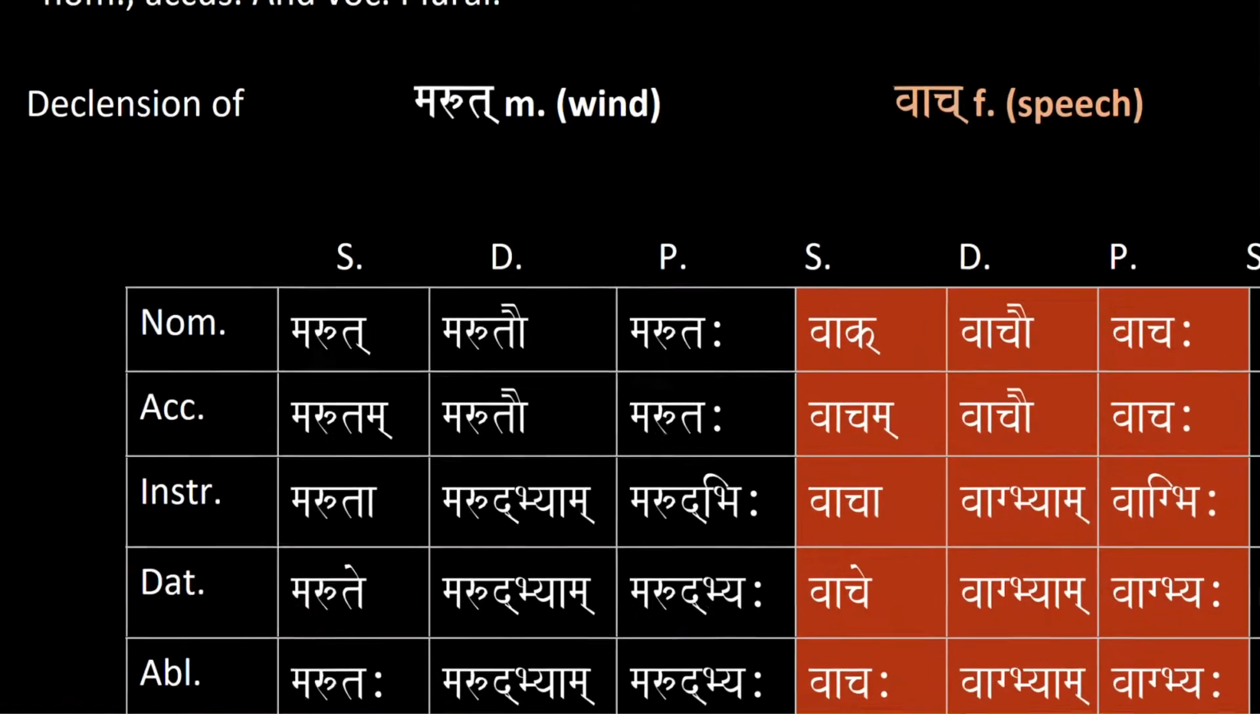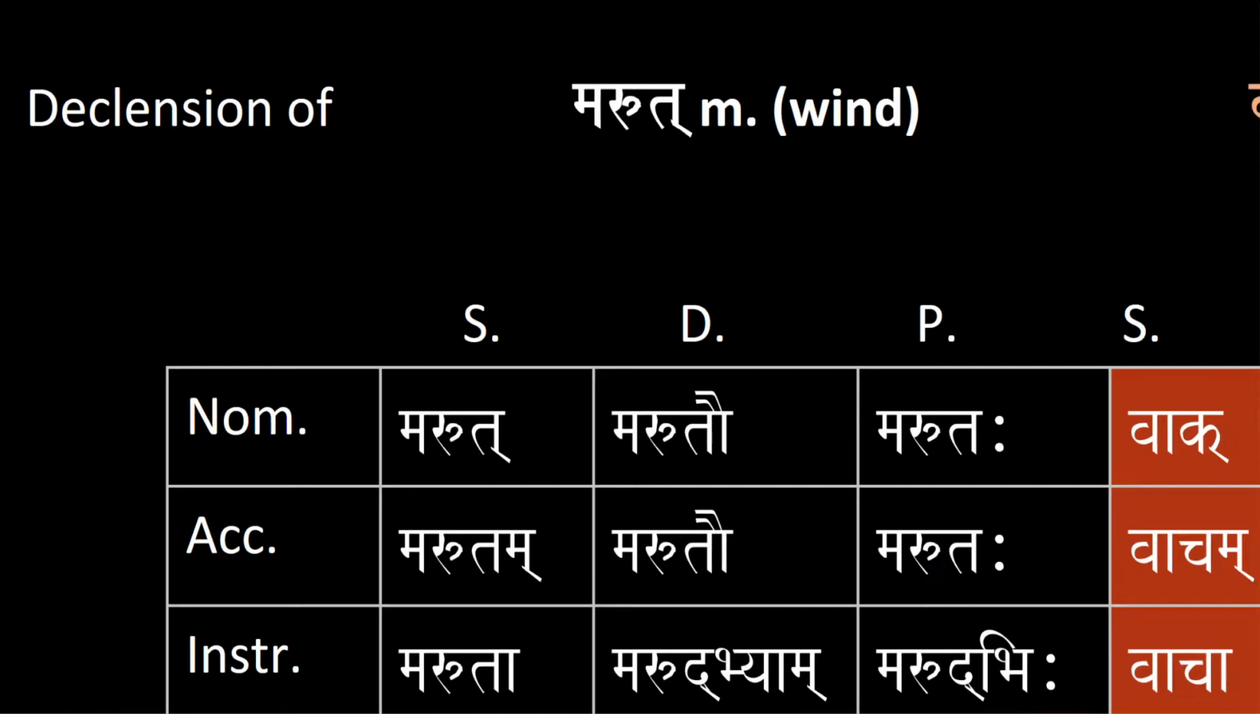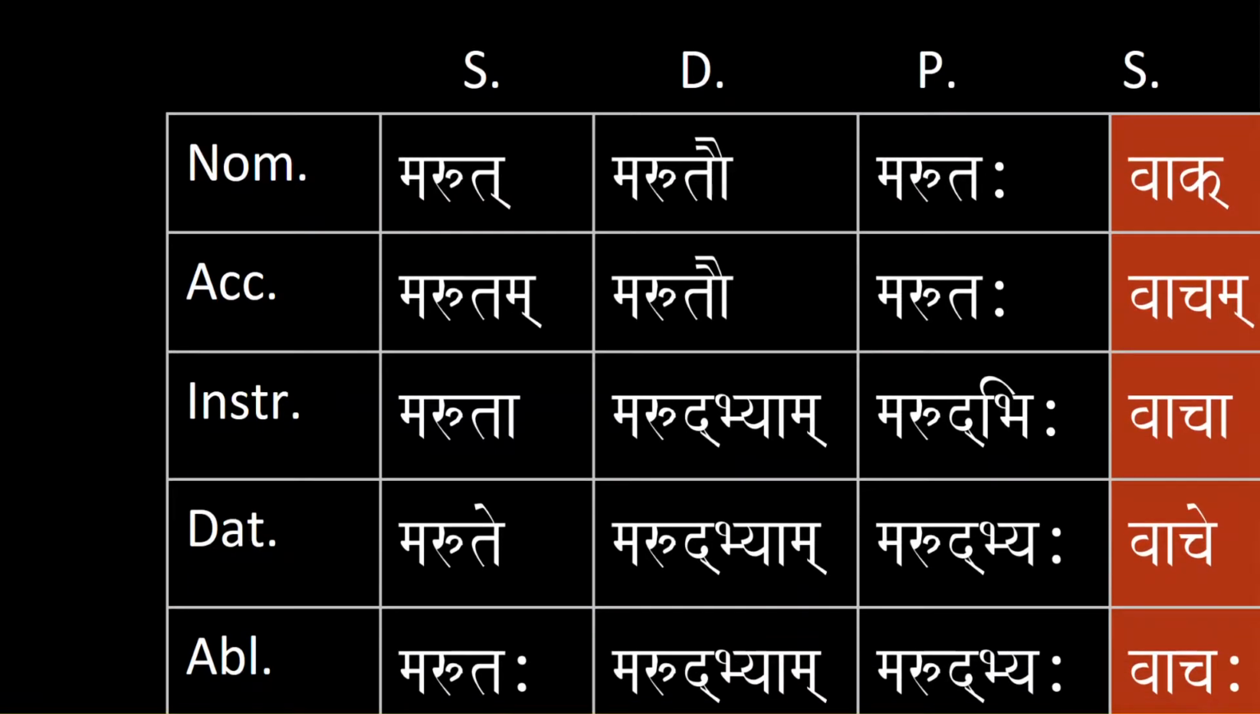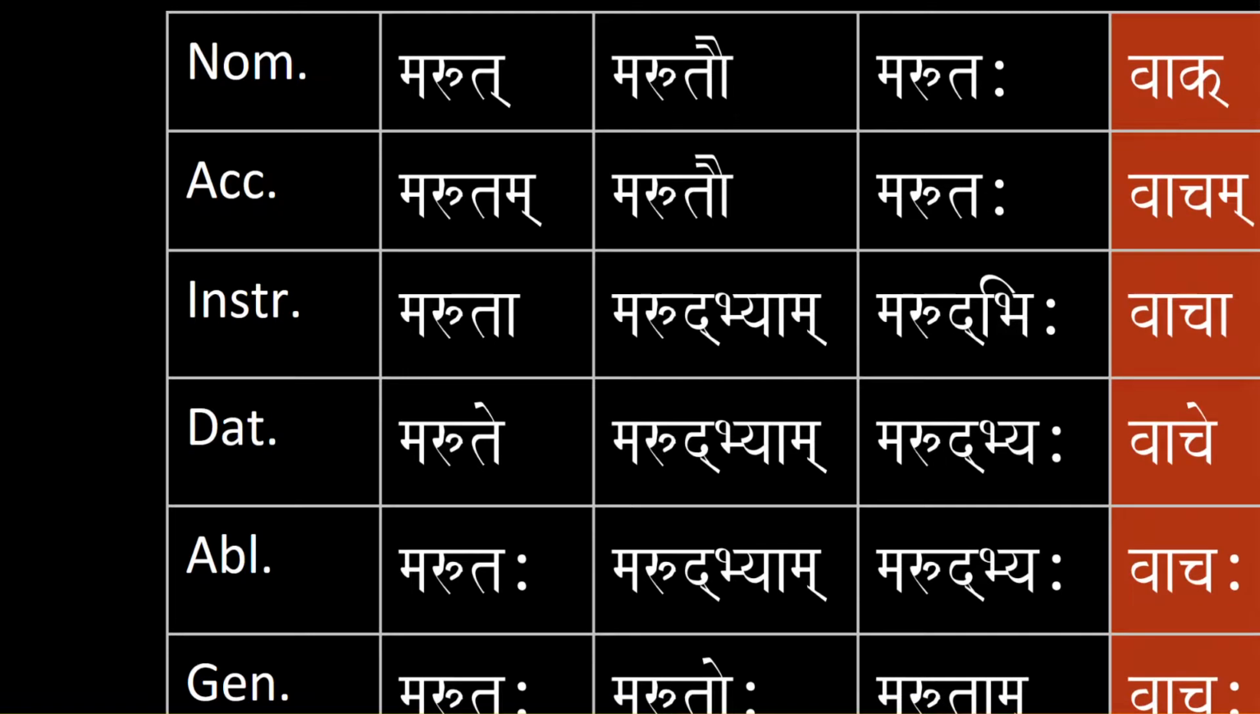So let us start with declining marut, the masculine example of nouns that end in a consonant, and marut means wind. Nominative, singular, dual, and plural, we have marut, marutau, marutaha. Accusative, we have marutam, marutau, marutaha. Instrumental, we have maruta, marudbhyam, and marudbhihi. Notice the change. Dative, we have marute, marudbhyam, and marudbhyaha.